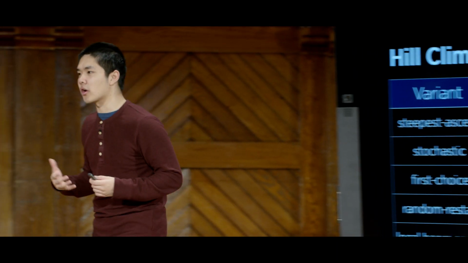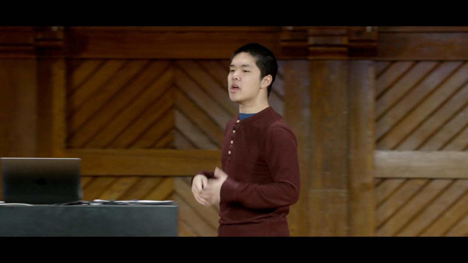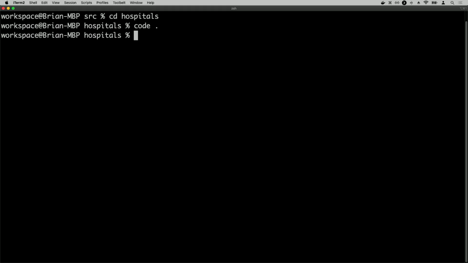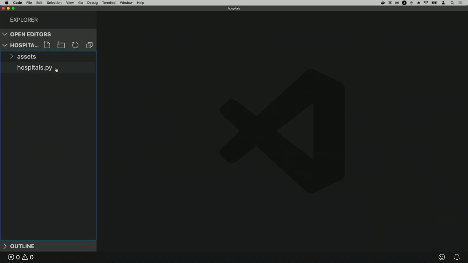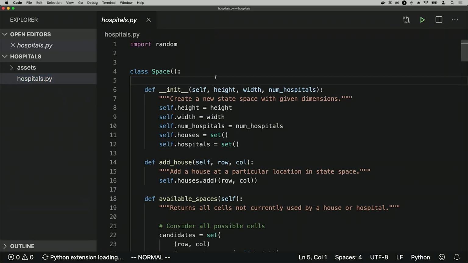So let's now take a look at some actual code that can implement some of these kinds of ideas, something like steepest ascent hill climbing, for example, for trying to solve this hospital problem. So I'm going to go ahead and go into my hospitals directory, where I've actually set up the basic framework for solving this type of problem. I'll go ahead and go into hospitals.py, and we'll take a look at the code we've created here.